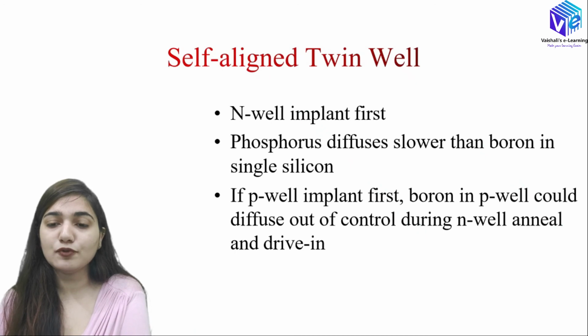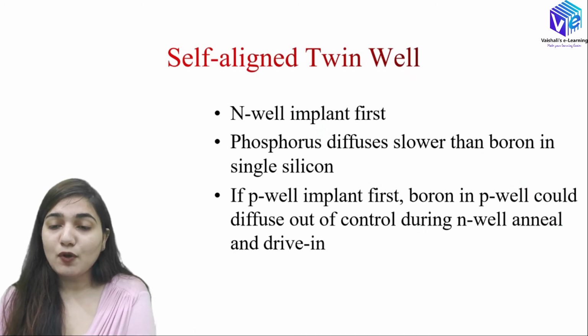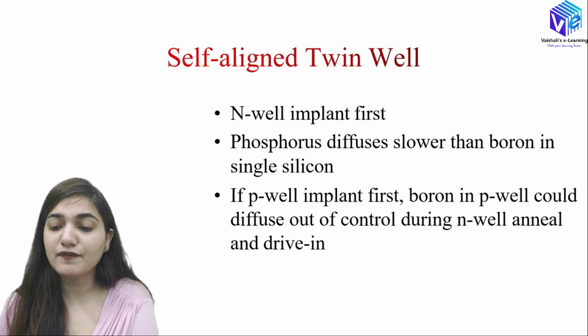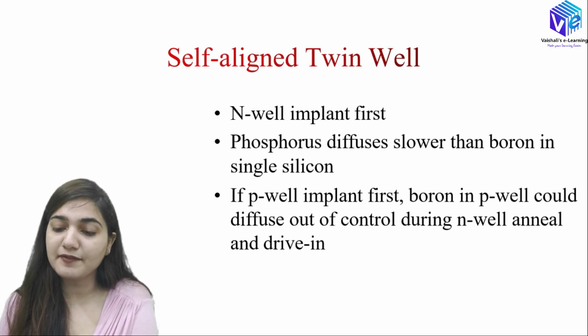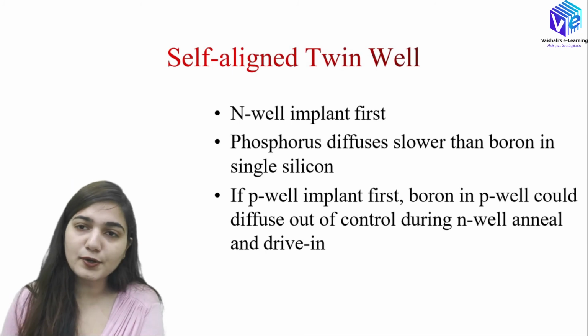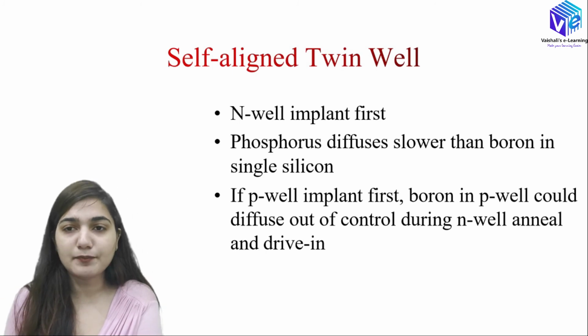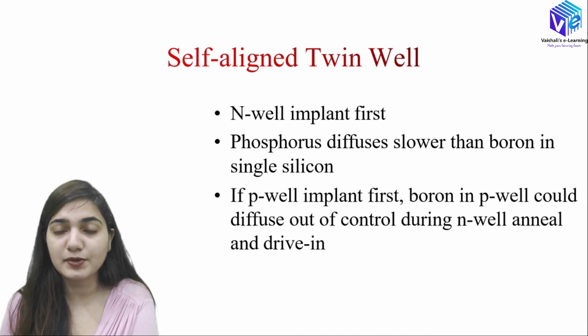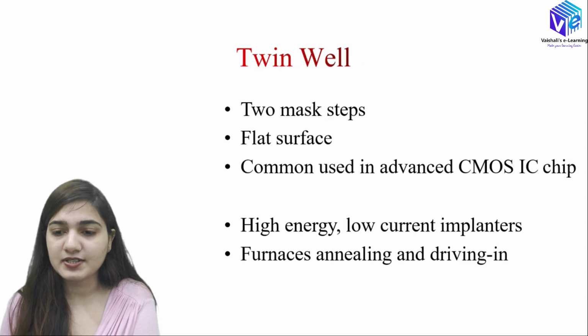So first of all I am going to implant the N well, because the phosphorus diffuses slower than the boron in the single crystal silicon, and if I implant the P well first, then the boron in the P well could diffuse out of control during N well annealing and drive-in. Because for the boron I might not require that much time and temperature, but for phosphorus diffusion I require larger time and higher temperature. So this is the reason we are going to implant the N well first.